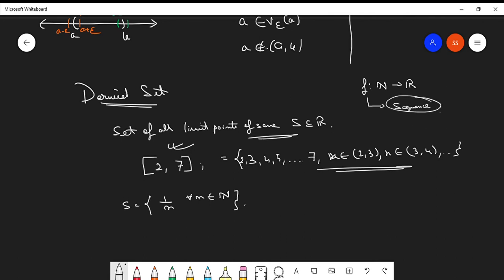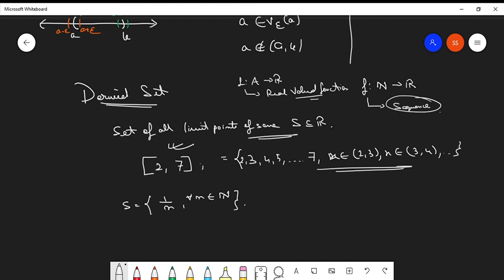If you have a function which has any arbitrary domain but its codomain is real, then such a function is called a real valued function. So a real valued function having the domain as the set of all naturals is called a sequence. Got it?